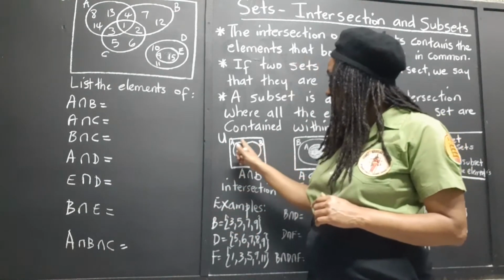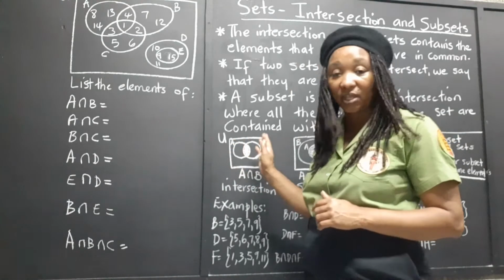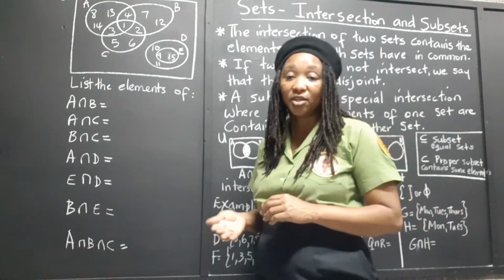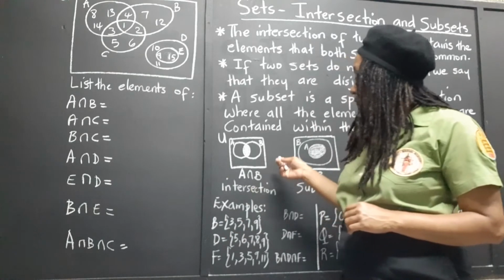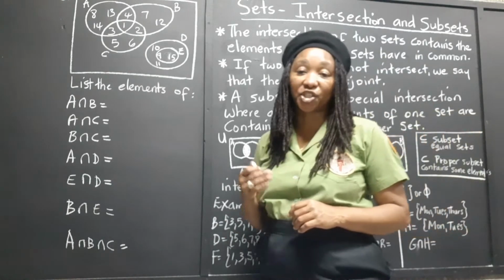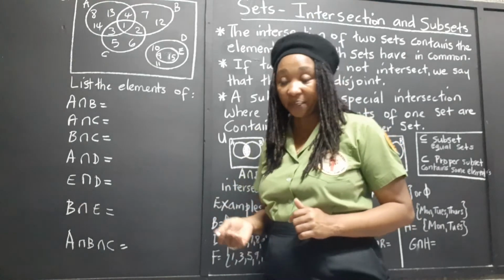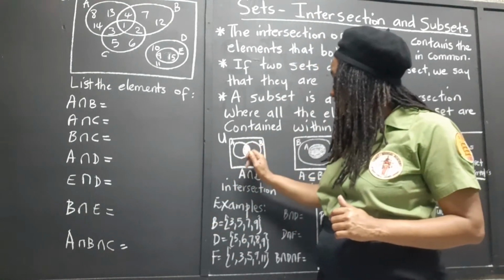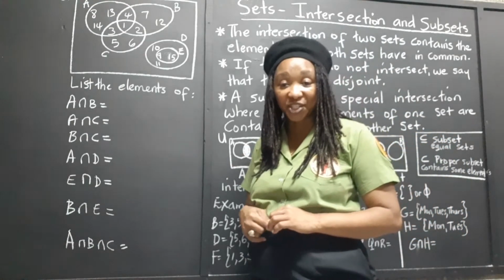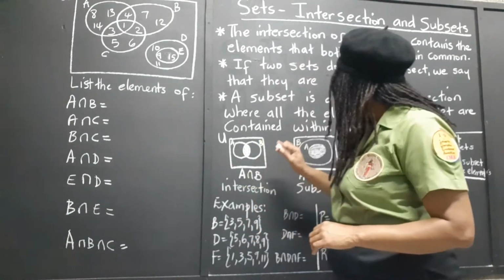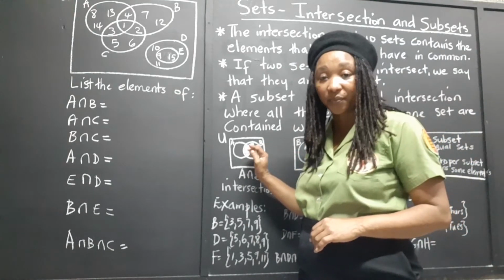And then we have the sets within the circles within the rectangle to represent the different sets. So where the sets share elements, you're going to see them overlapping. And this little section where they overlap is what we call the intersection of the sets. Now I've shaded that region here in the middle.